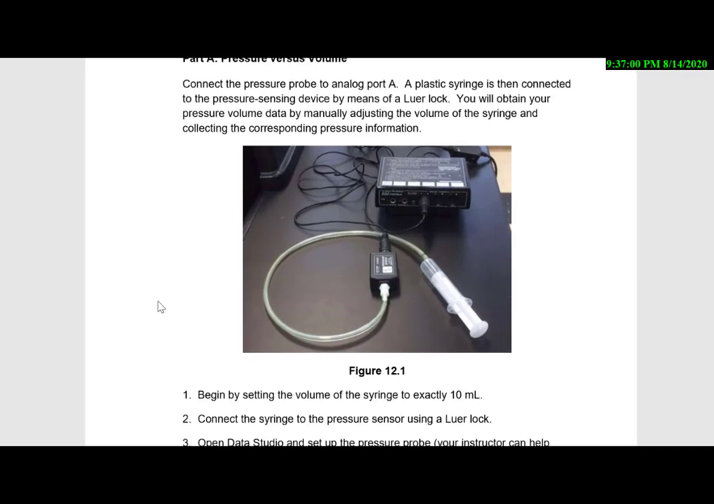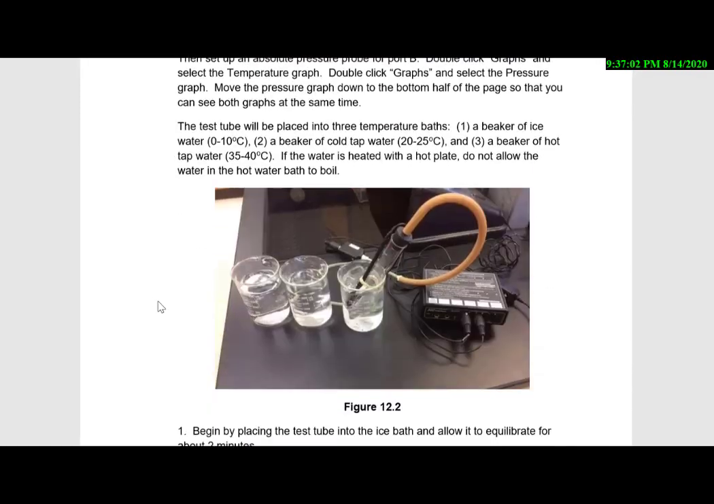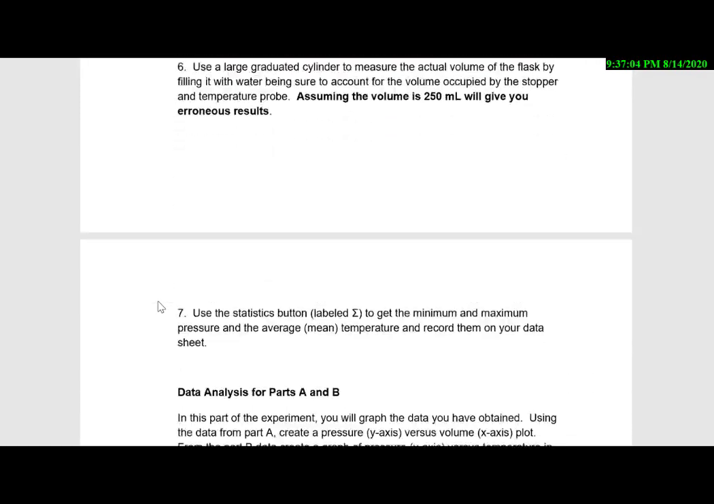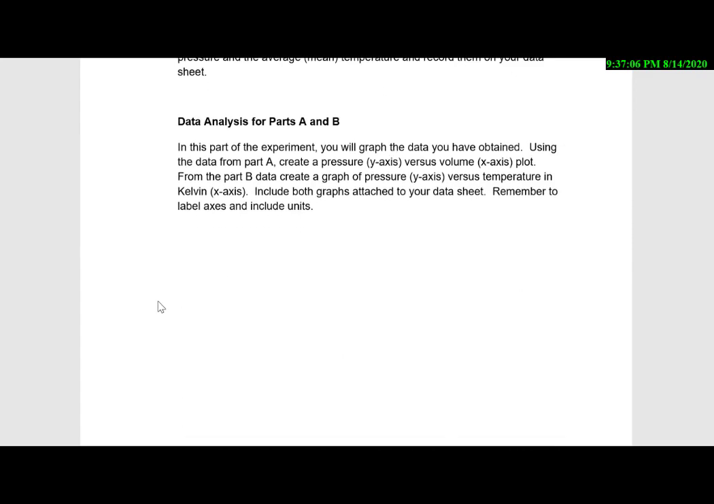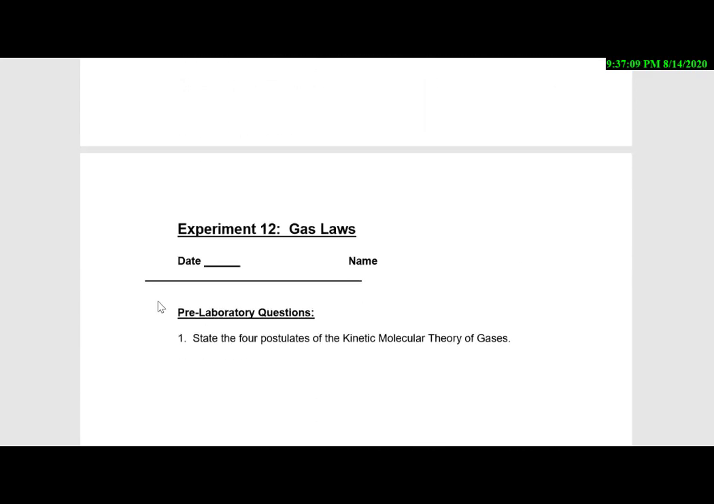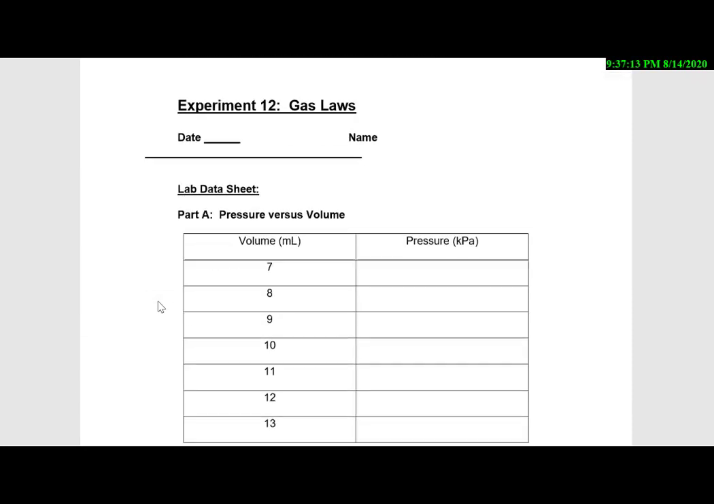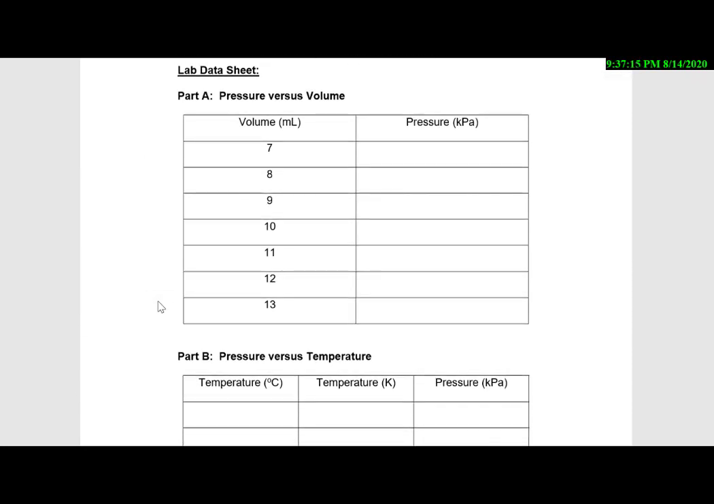The videos will show you procedures A and B. Part C just has data already provided for you. So here you'll complete the pre-lab. When you get to part A, this data will be provided in the video and it'll be a graph.